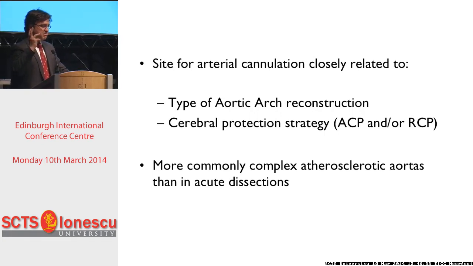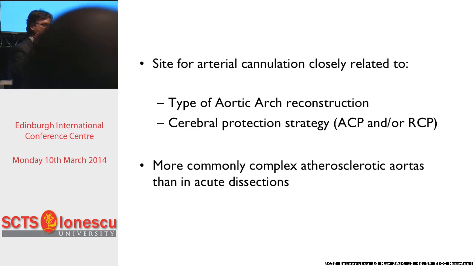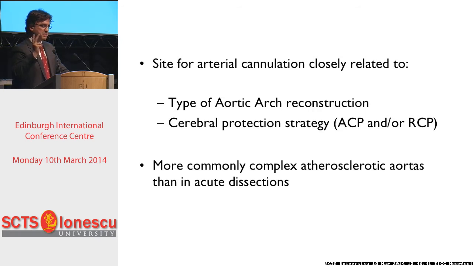Acute aortic dissection, just think of how you're going to bail out yourself from malperfusion. Aortic arch surgery and aneurysm surgery, just think of how you're going to bail out yourself from atheroembolic phenomena. The site of the arterial cannulation for aortic arch surgery is closely related to the type of aortic arch reconstruction you're going to do, and there's a lot of variety and a lot of things that you can do. And also on what sort of strategy you are planning to apply to protect the brain by means of antegrade cerebral perfusion, retrograde cerebral perfusion, or both.